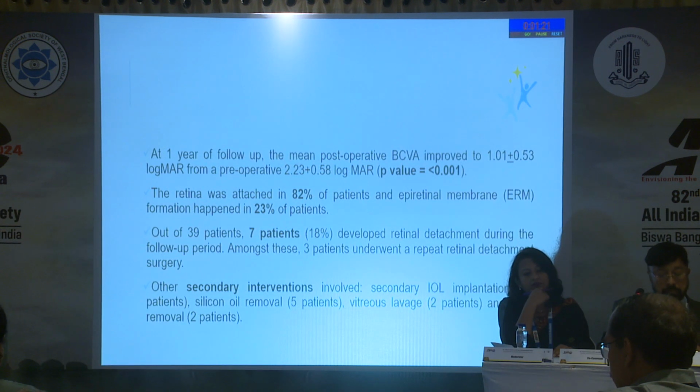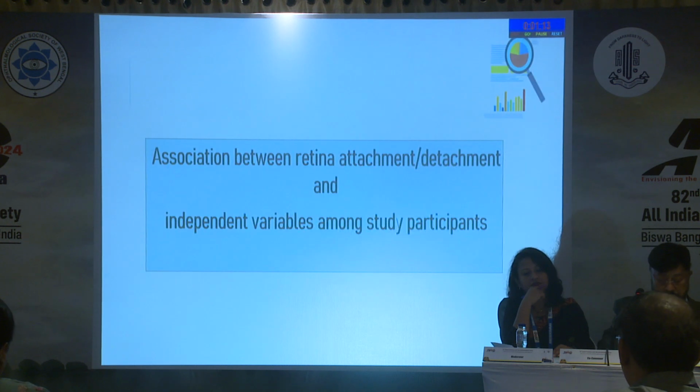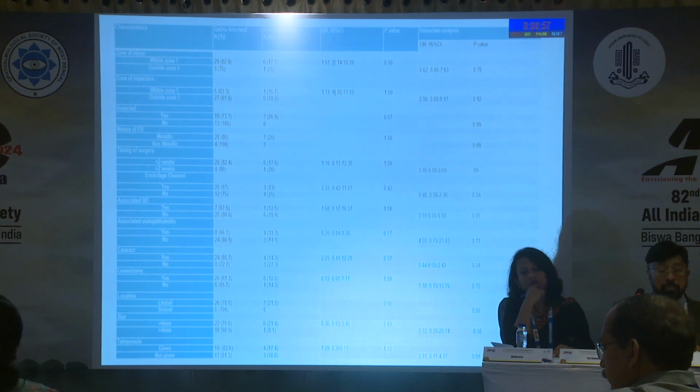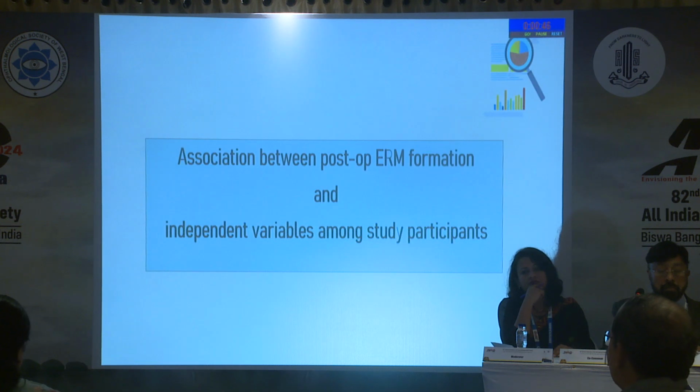At the end of 1 year, the mean BCVA improved significantly. The retina was attached in 82% of the patients, and epiretinal membrane formation happened in 23% of the patients. Now coming to the most significant part, the association between the retinal attachment or detachment and these independent variables. When we applied the univariate analysis, we found that none of these factors, that is the zone of the injury, zone of impaction, whether the foreign body was impacted or not, timing of the surgery, if there was an associated retinal detachment or endophthalmitis, if we performed lensectomy and removed the foreign body through the anterior route, or the size of the foreign body, had any impact on the structural outcomes, whether it was retinal attachment or detachment, or the formation of postoperative epiretinal membrane.